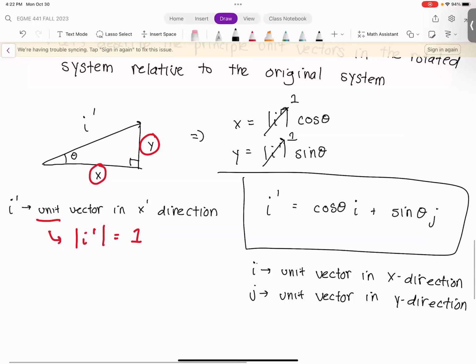All right, so this equation here is going to form one row of our transformation matrix. Any questions on how we obtained this equation right here? All right, let's do the same thing for j prime.